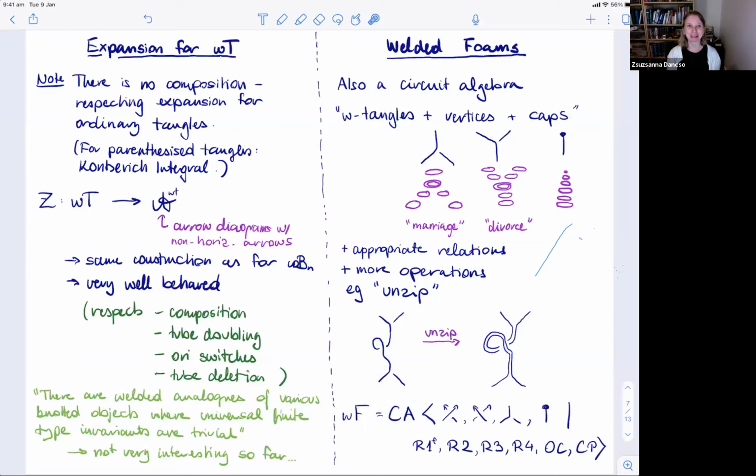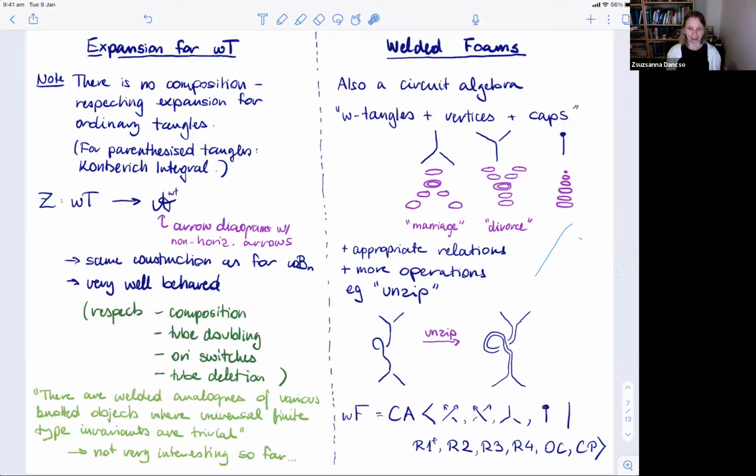Okay, great. But in terms of the algebra picture, so far all I've told you is that there are these welded analogs of various knotted objects where universal finite type invariants are trivial. So that's so far not very interesting. But then it gets interesting when we introduce just one more feature. And that feature is vertices and caps, but vertices are the real heart of the matter.